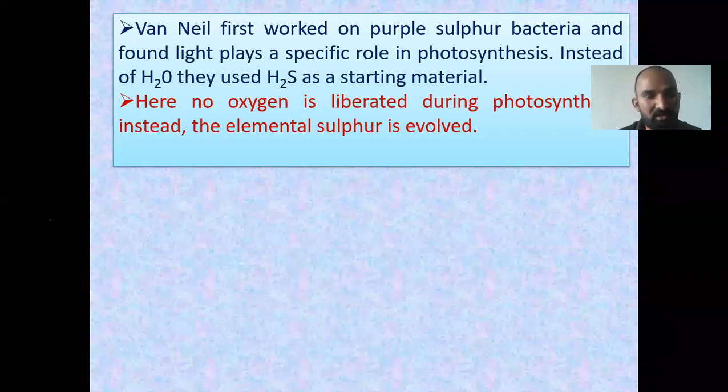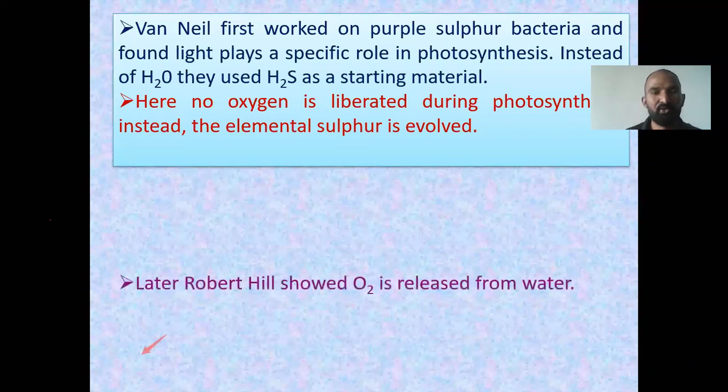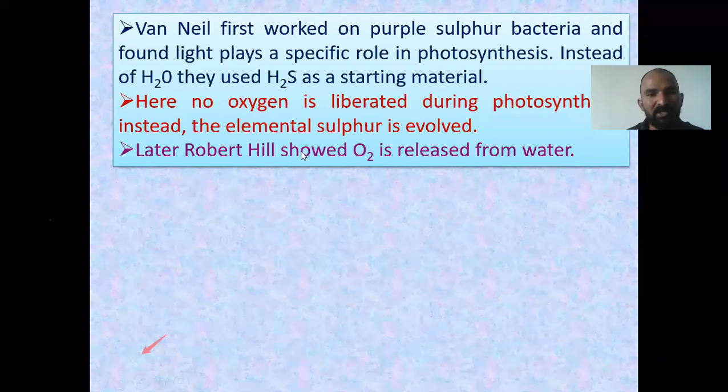Okay, so in conclusion, the scientist Robert Hill proposed the light reaction. In this Robert Hill reaction, the water molecules involved in photosynthesis are responsible for releasing the oxygen molecules. The oxygen molecules are not released from the carbon dioxide involved in photosynthesis. Okay, now coming to that one. Later Robert Hill showed that O2 is released from water.